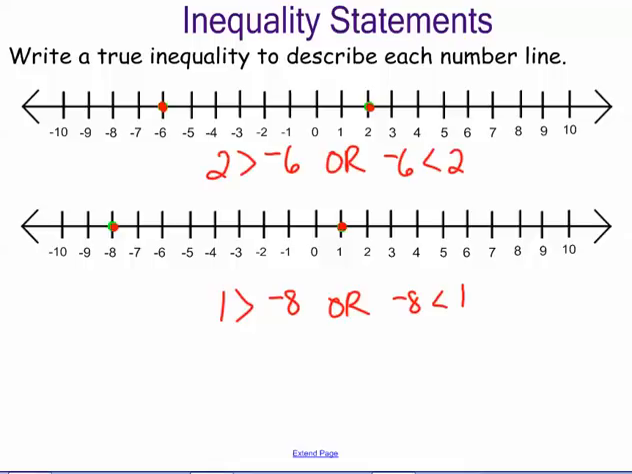All right, check those answers. 2 is greater than negative 6 because it's furthest to the right, or negative 6 is less than 2. 1 is greater than negative 8, or negative 8 is less than 1. Okay? All right, 2 more things here.